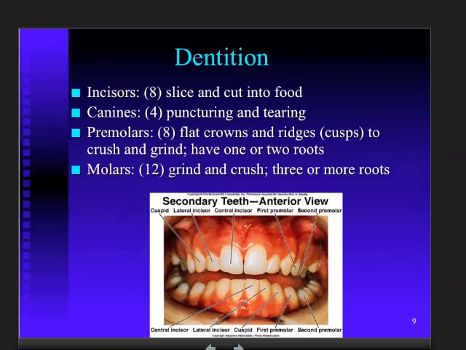3, 6, 9, 12. Having 3 was too many to fit on your jaw, all right? So now that back set you call your wisdom teeth. I don't know where that name comes from, actually. That's an interesting question. I don't know who named them that, for what reason they named them.